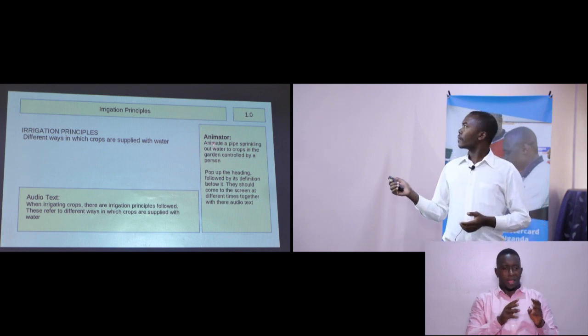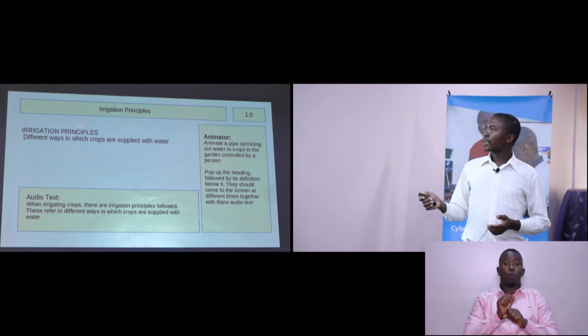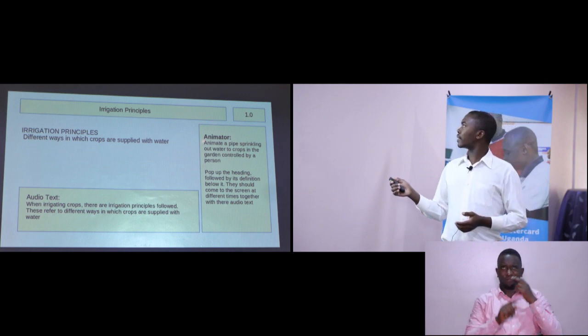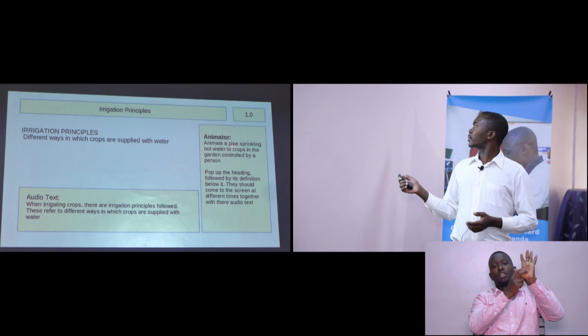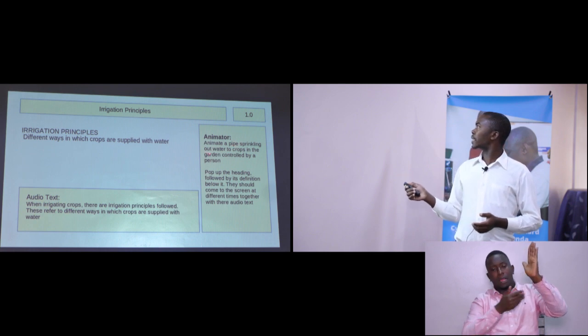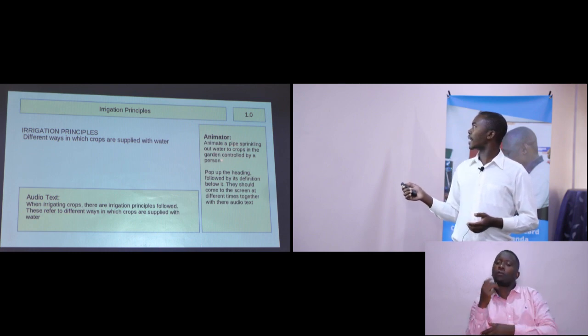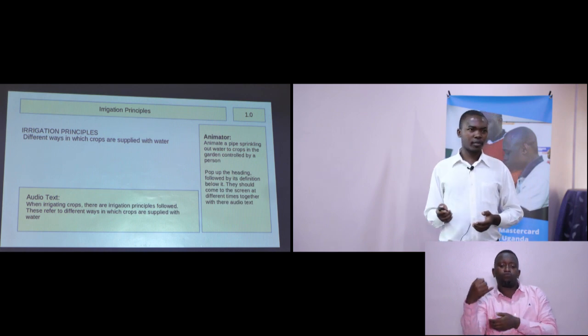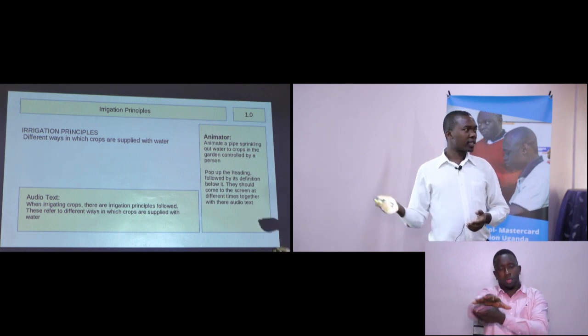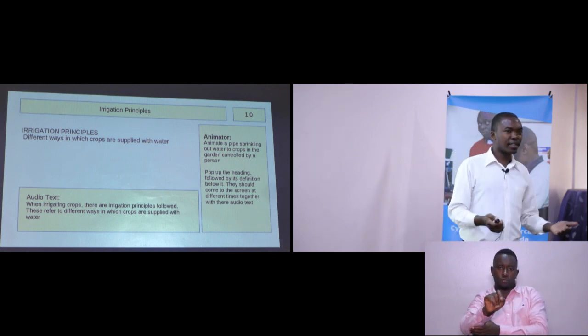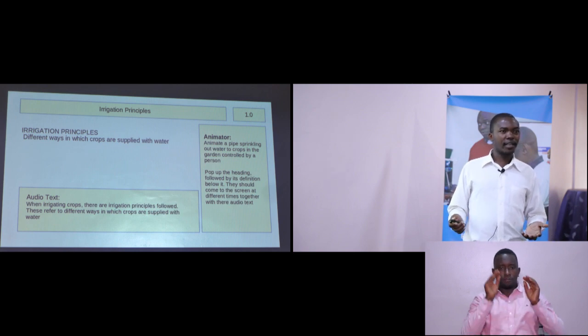So first is an introduction slide, and the animator has to create a pipe sprinkling out water to crops in the garden, controlled by a person. I think this message can easily be understood by anyone out there.